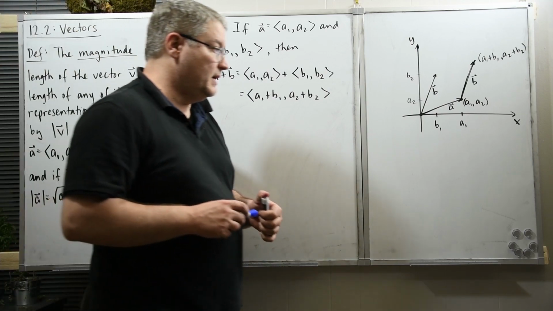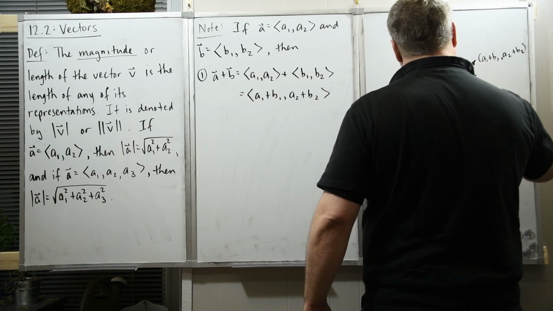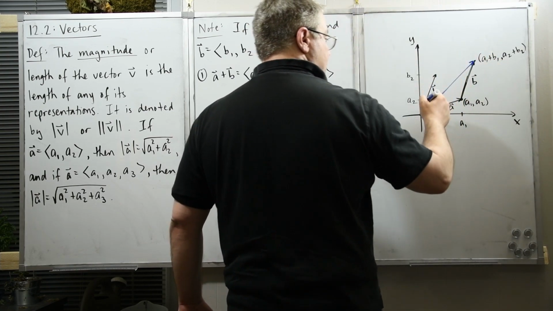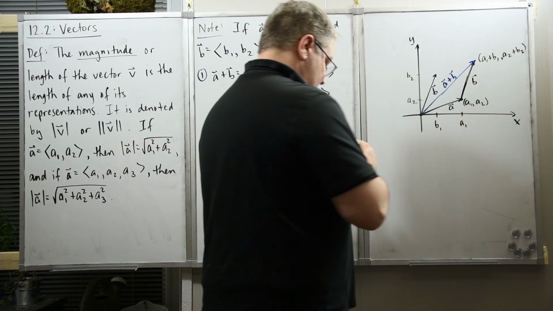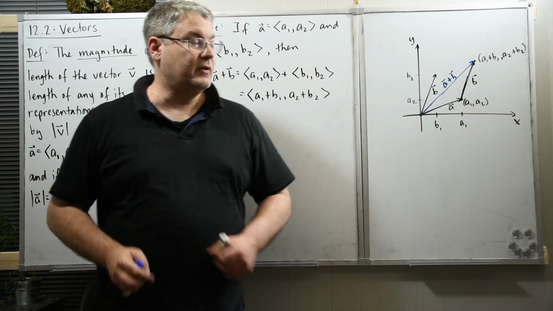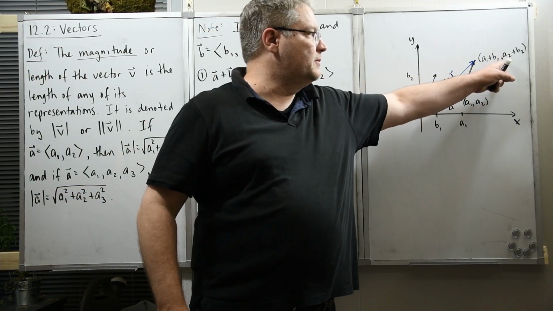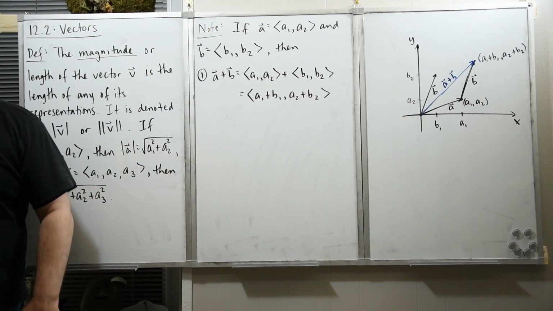But remember, A plus B, you go from the initial point of A to the terminal point of B with those vectors positioned the way they are here. So we take a look at A plus B, and now A plus B has initial point at the origin, has terminal point here, so those become the components of A plus B, which is exactly what we see here.